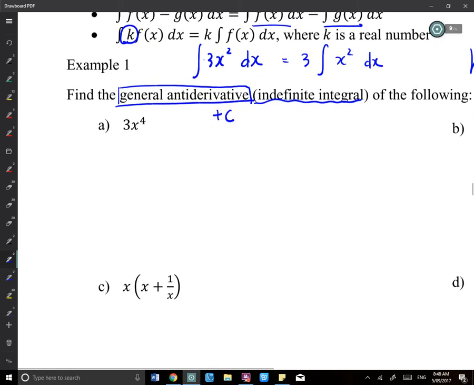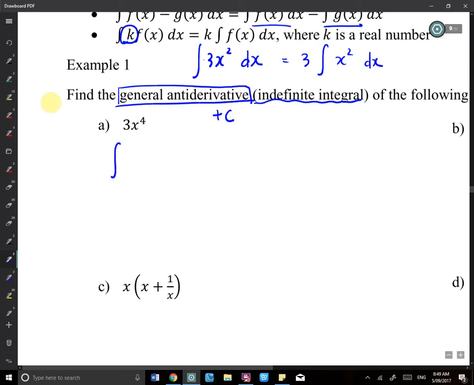Okay, let's have a look. Find the general antiderivative of the following. The notation will be, I'll put that sign, 3x to the power 4 dx. You can leave this, well, I don't really like to leave the 3 out. I can just put 3 together with my calculation. It's just a times. So what I can do is 3x to the power 5.